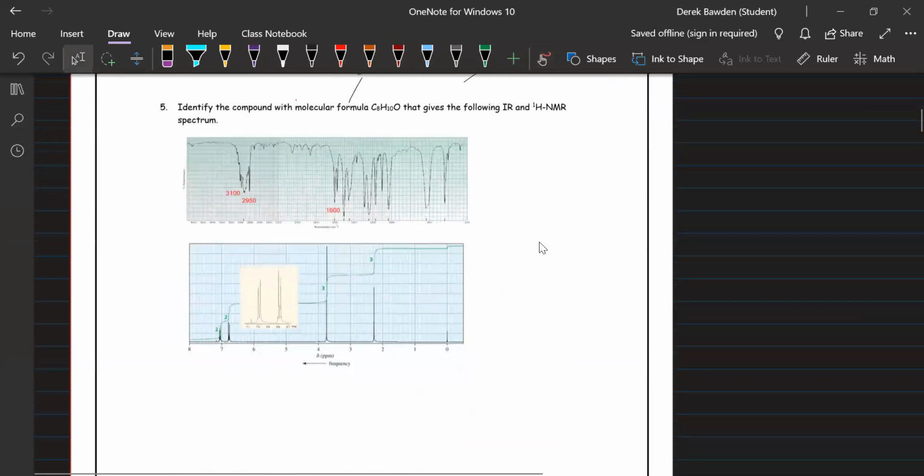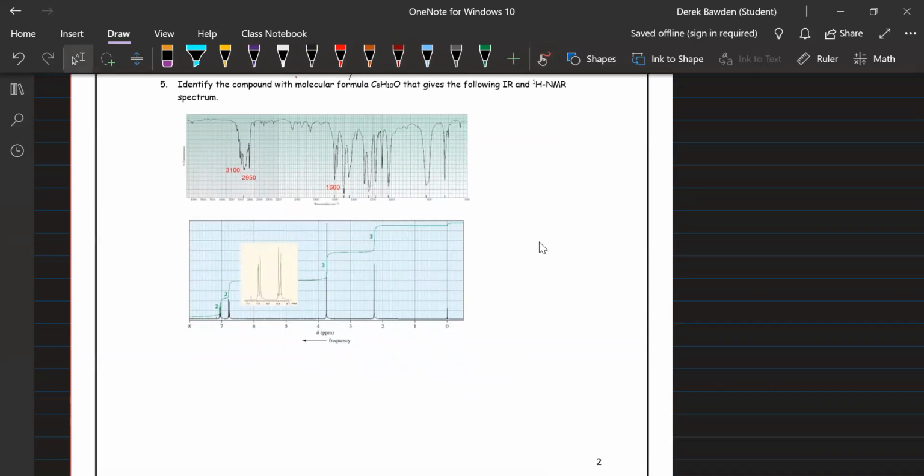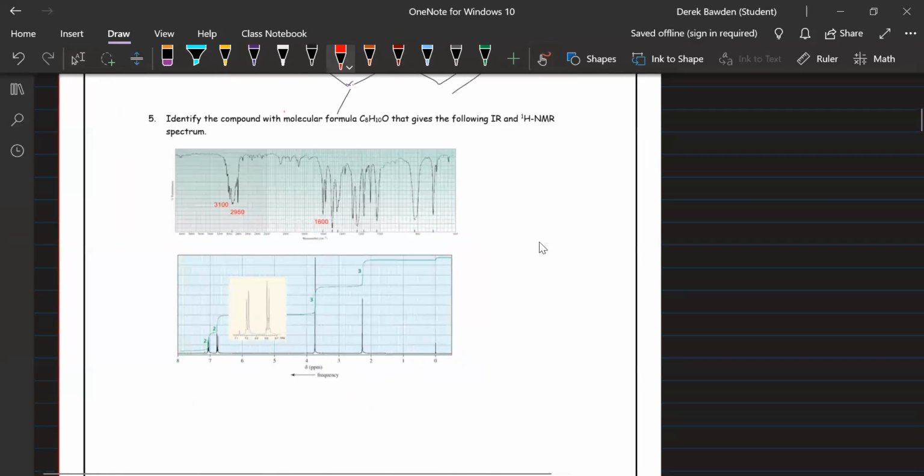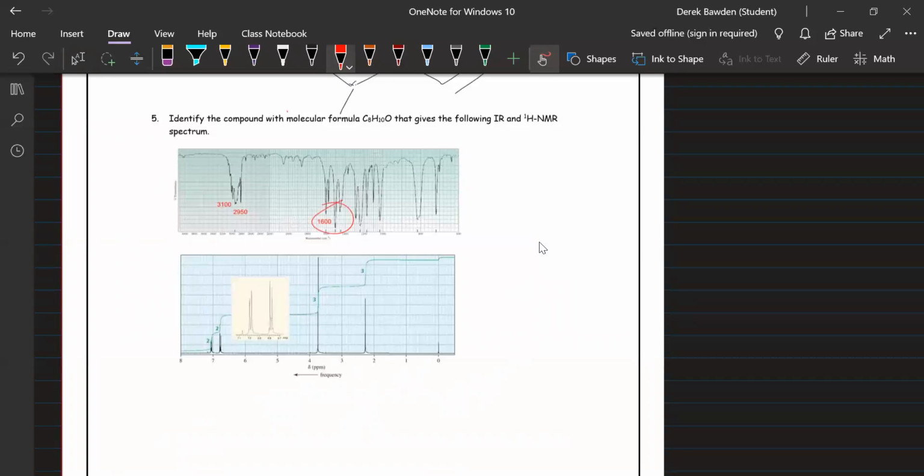All right. Identify the compound with molecular formula C8H10O that gives the IR and HNMR below. Okay. So you got a 1600. What does that tell us? Yep, perfect. C double bond C. If it was closer to 1700, it would be C double bond O. Okay. Then we've got 2850, which is our sp3 CHs, and 3100 is our sp2 CHs. Okay, and that comes from our double bond.